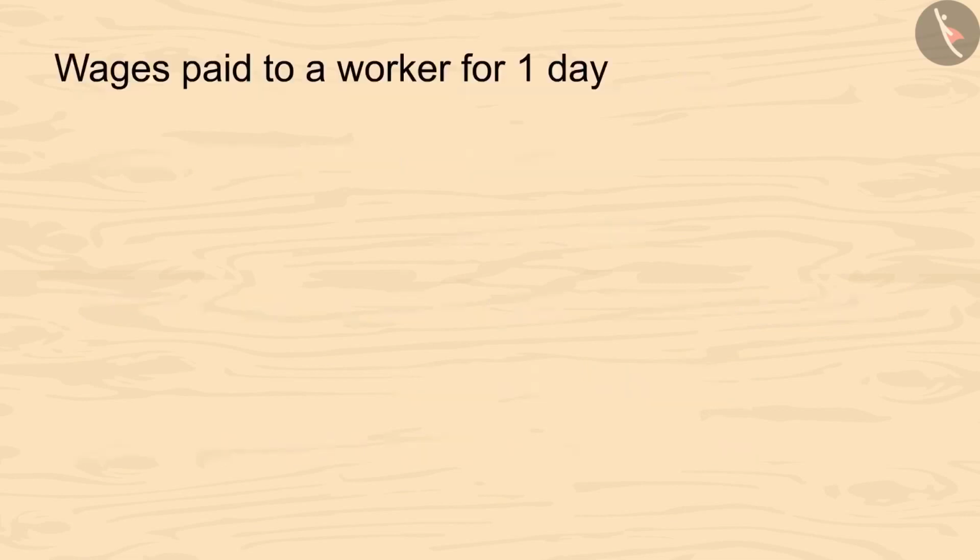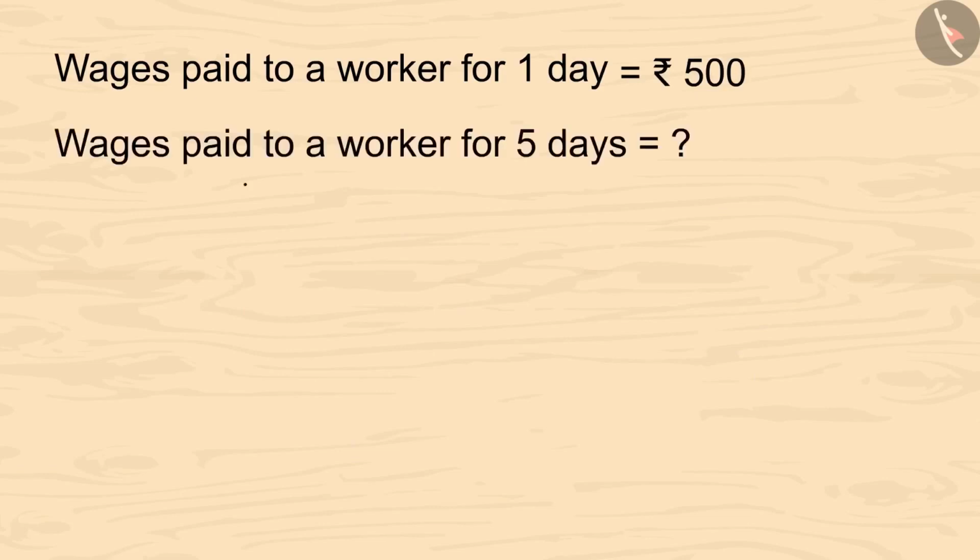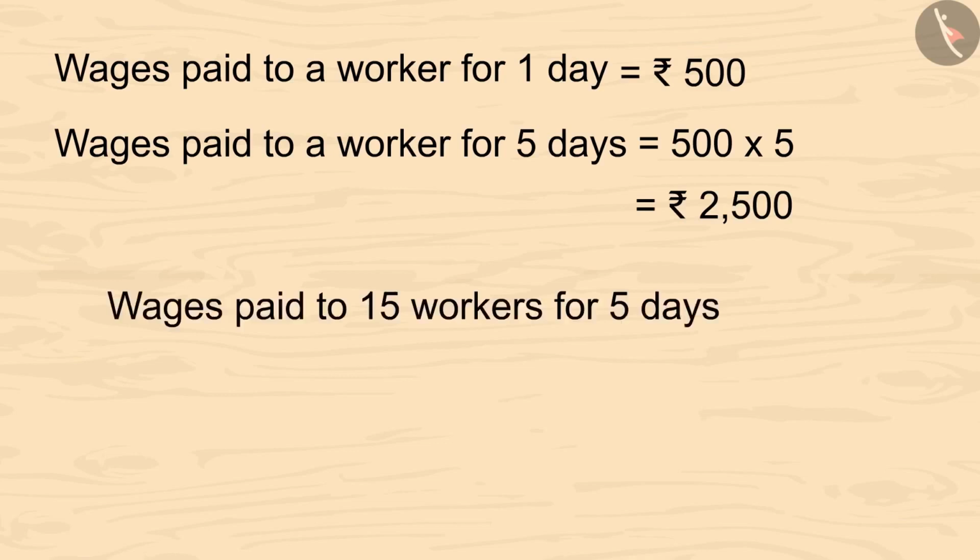Kareem pays 500 rupees to each worker for a day's work. So in total, how much money did Kareem pay them for 5 days of work? Kids, you can pause the video and calculate it. A worker got 500 rupees as wages for a day. So total wages for 5 days is 500 multiplied by 5 means 2,500 rupees. There were a total of 15 workers, so we'll multiply 15 by 2,500.